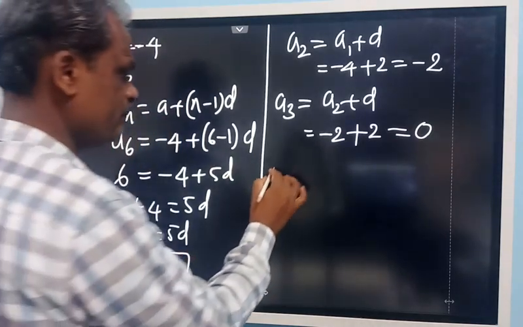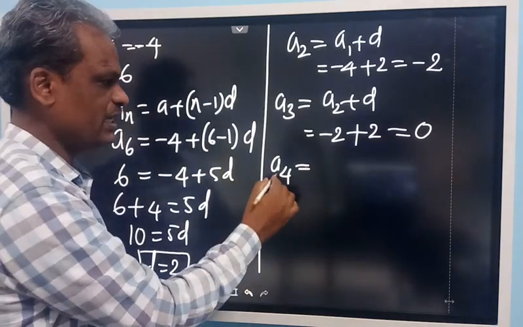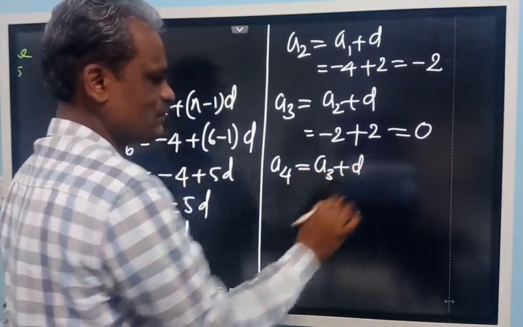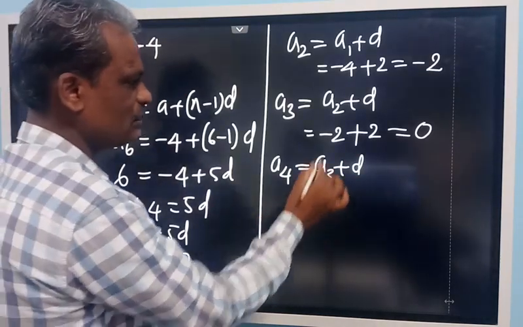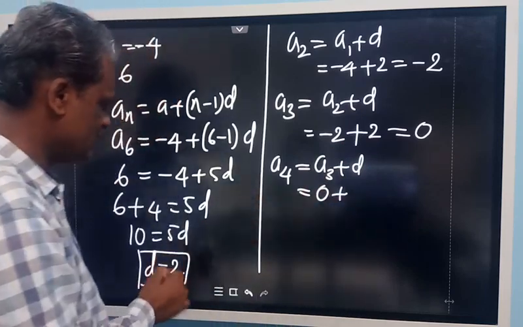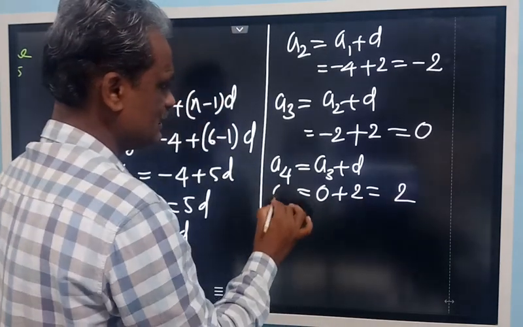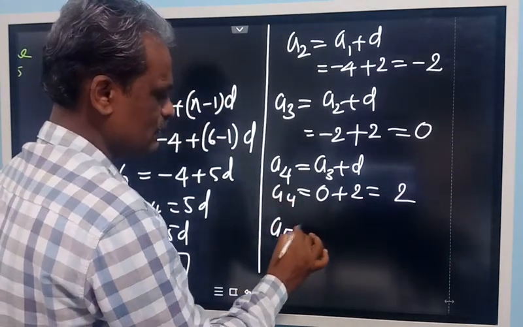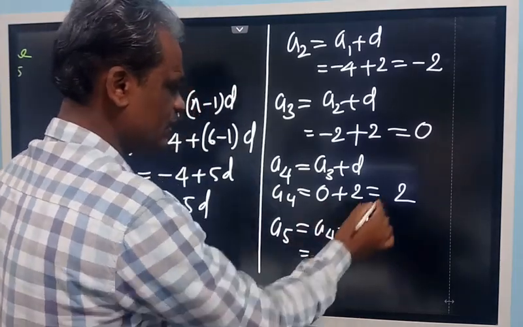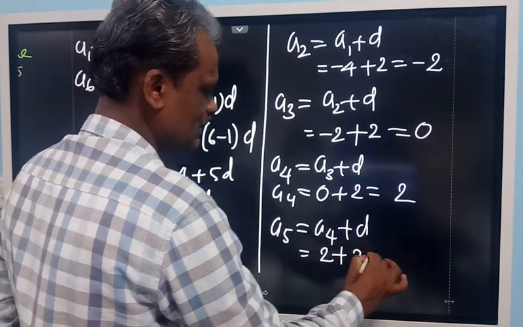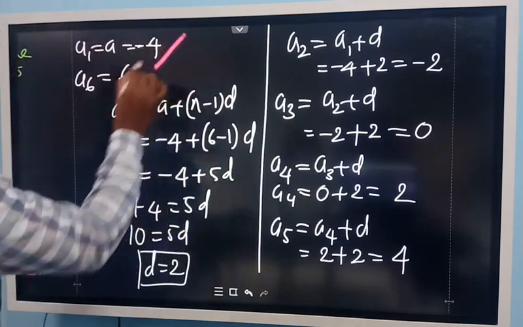You want the fourth term, A4, add D to its preceding term. So here A4 means A3 plus D. You already got A3 as 0. The common difference you have found out is 2. So substitute here, 0 plus 2, it is 2. So this is A4. For A5, the preceding term is A4 plus the common difference. A4 is 2 plus the common difference, which is also 2. So the answer is 4.